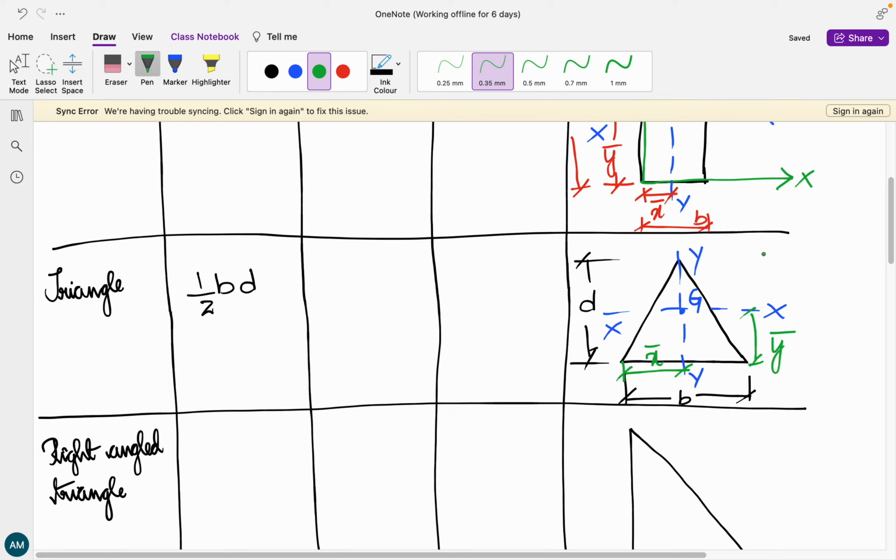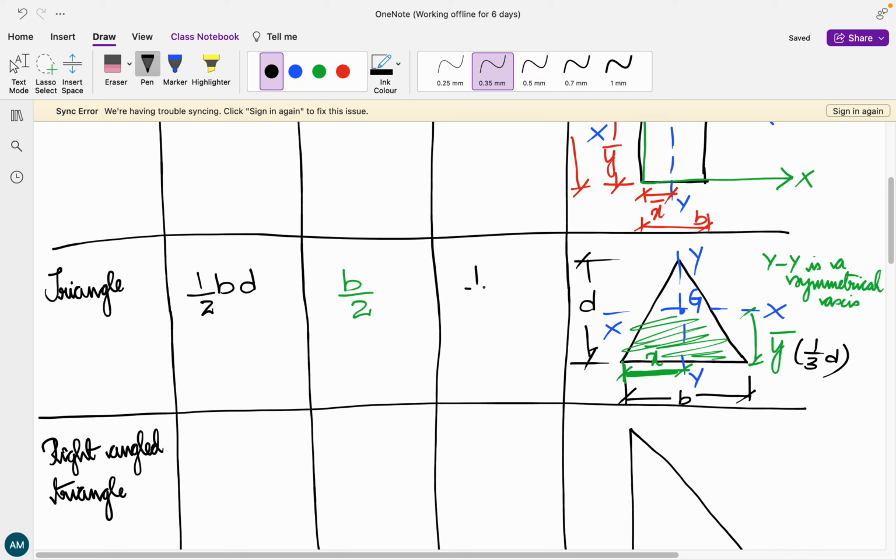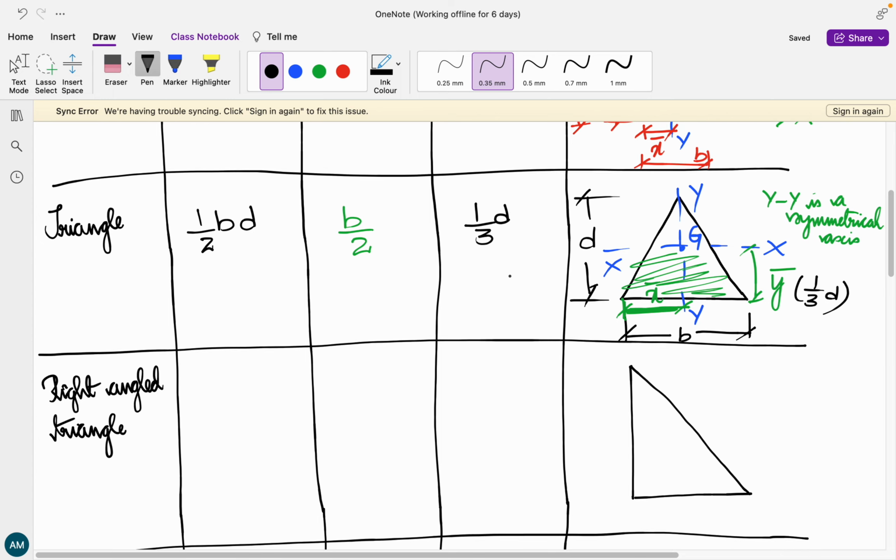If you can see, y axis is a symmetrical axis, that is, it divides the given figure into two equal halves. So this is going to be half of the base, that is b divided by 2. Coming to y bar, this area is going to be more, or the mass of the triangle is going to be concentrated over here more. Hence, this particular distance is going to be 1 by 3 of d, that is nothing but the centroid value.